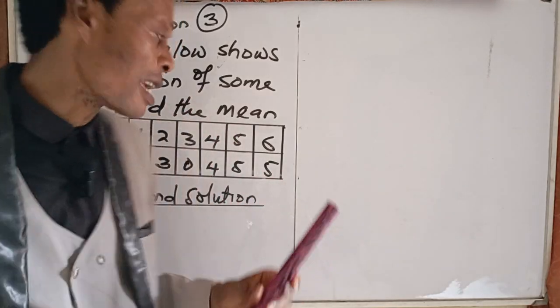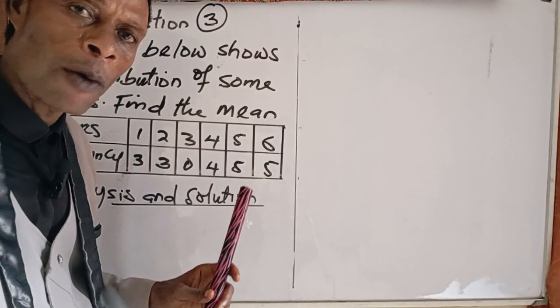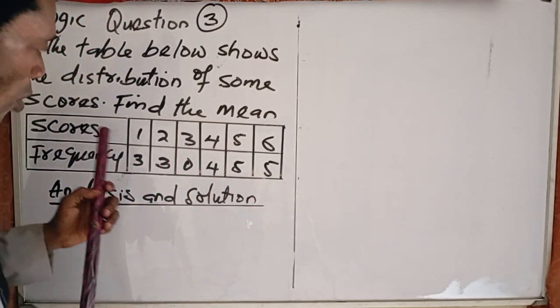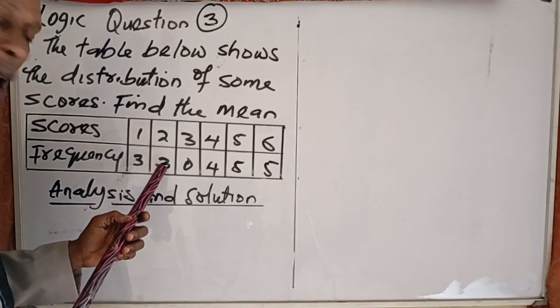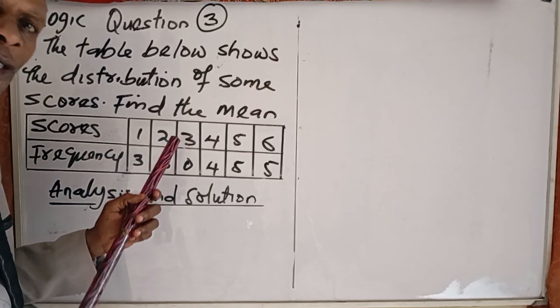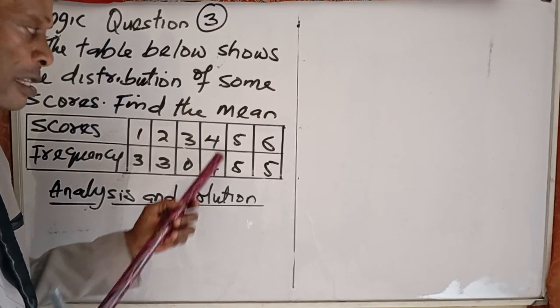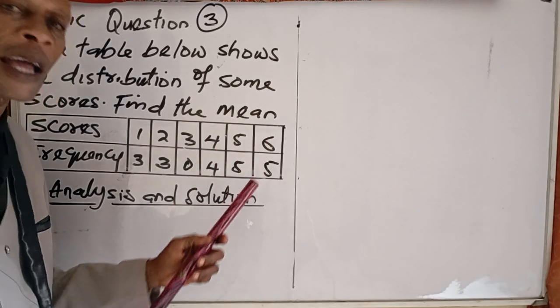And this kind of mean involves a frequency. Frequency means that each value here appears more than once. As you can see, these are scores. So the score 1 appears 3 times, 2 appears 3 times, 3 does not appear at all, 4 appears 4 times, 5 appears 5 times, and 6 appears 5 times.